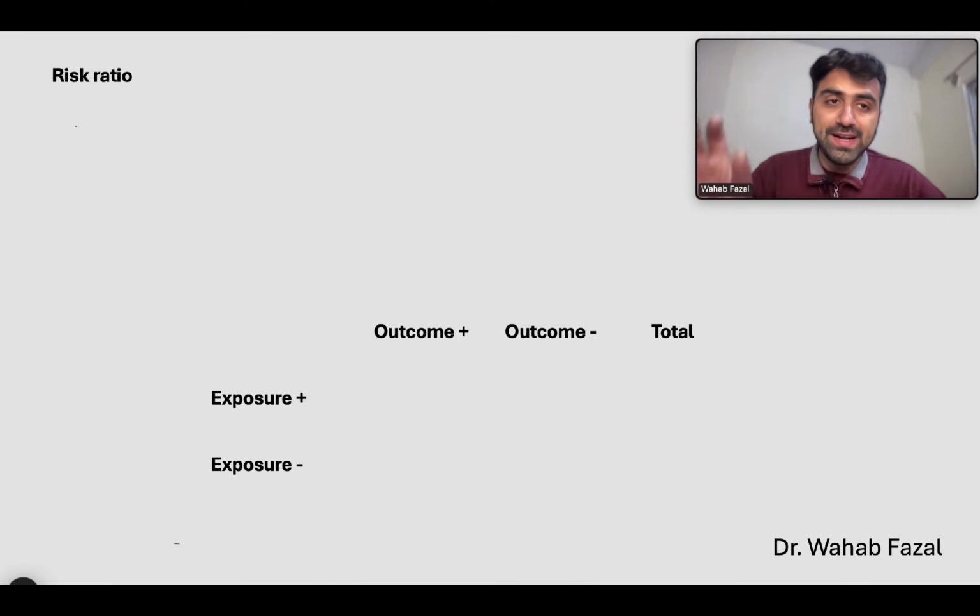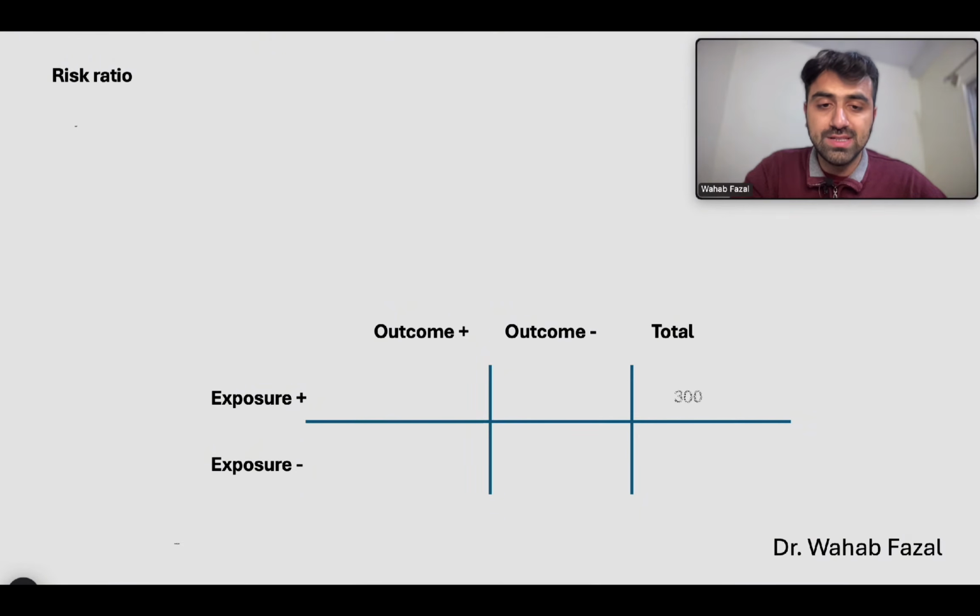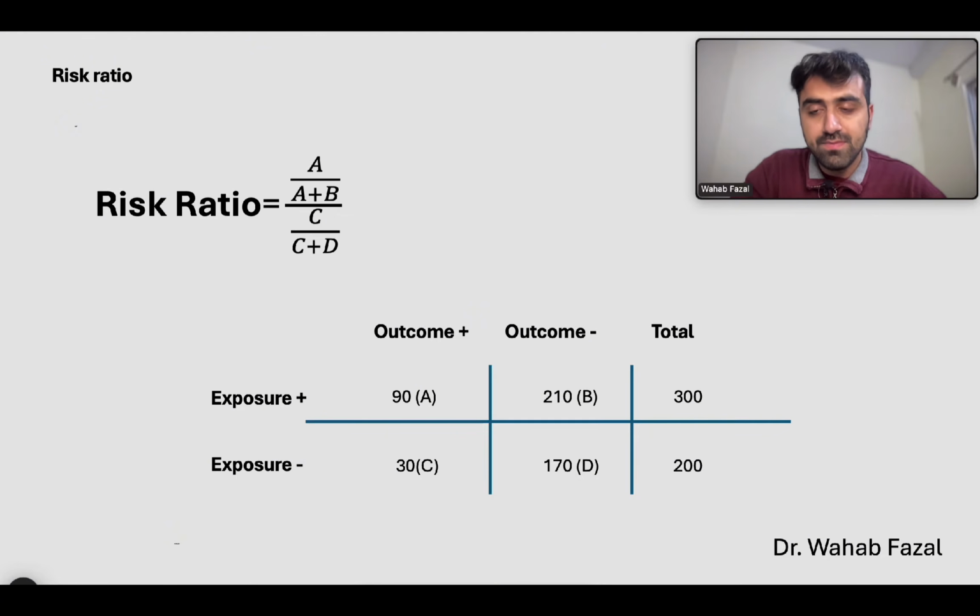So if we take our previous example and try to put in this equation for risk ratio, here it goes. This was our previous example. This is all of the values that we put in. And this is the formula for risk ratio. A over A plus B is the risk of outcome among the exposed, divided by the risk of outcome among the total unexposed. So total exposed, total unexposed.